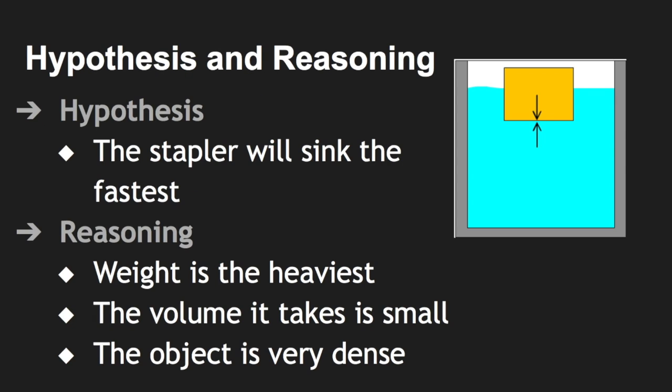For this experiment, my hypothesis is that out of all the objects, the stapler will sink the fastest, because the stapler has the heaviest weight and the volume it takes is really small. This means that this object is really dense, and dense objects seem to sink faster.